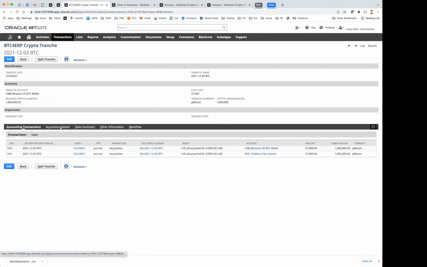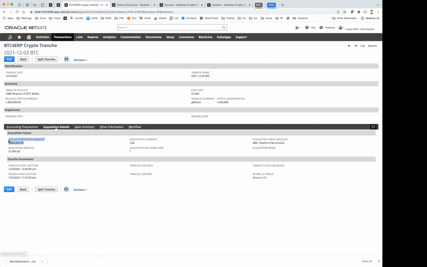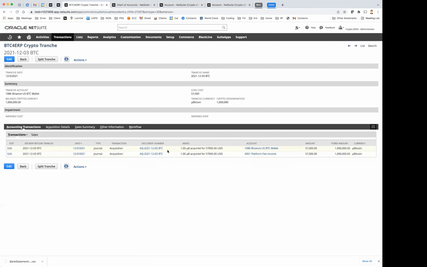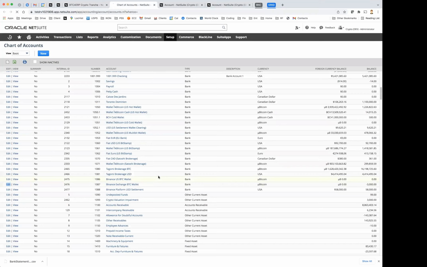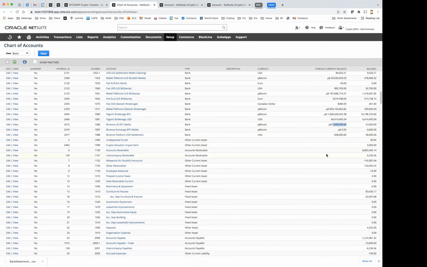So if I look at my details, right, this is what I just entered. My 1 Bitcoin, million microbits, my credit account, and the amount. And so then that corresponds to the same journal entry. Then let's say if I look at my chart of accounts, let's refresh here, and we'll see now that I've got 1 million microbits, right? I've got a Bitcoin in this wallet, right? I just acquired that. That's why it's there. And we can see that, with that, it put that value of 57 on there. Okay, so that's step 1.